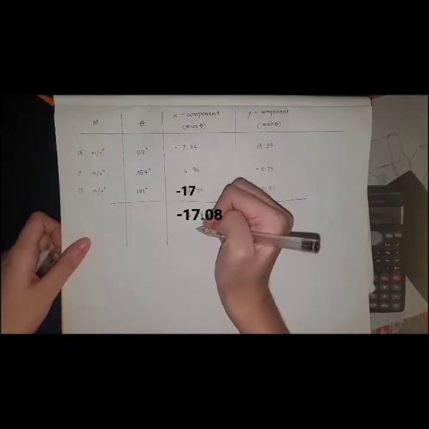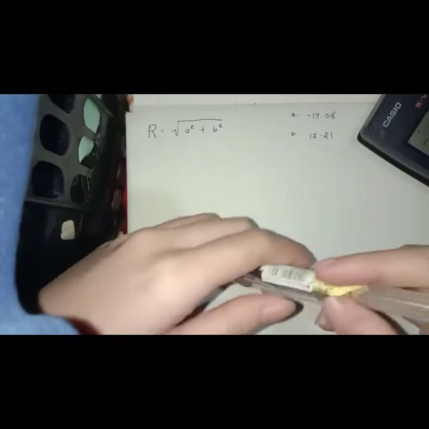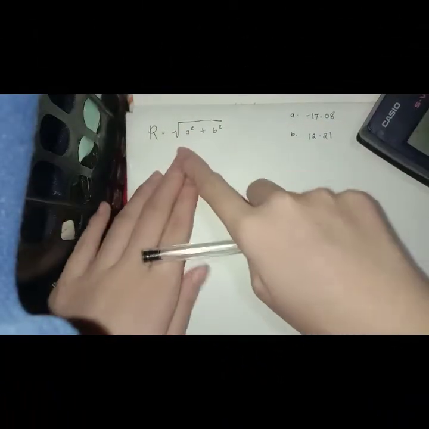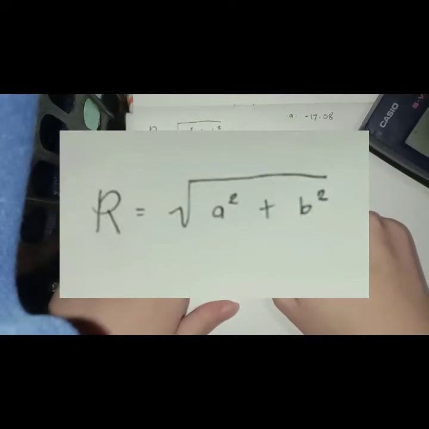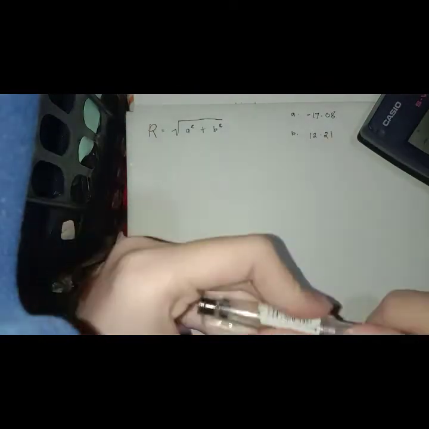This will be the A and the B. We have this formula of the resultant: square root of A squared plus B squared. A represents the summation of the x component and B represents the summation of the y component. So let's start solving now.